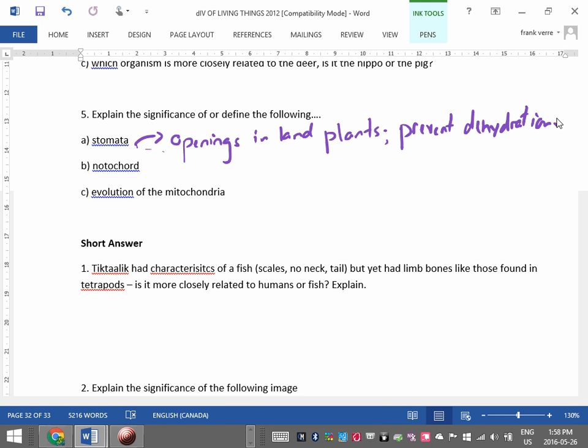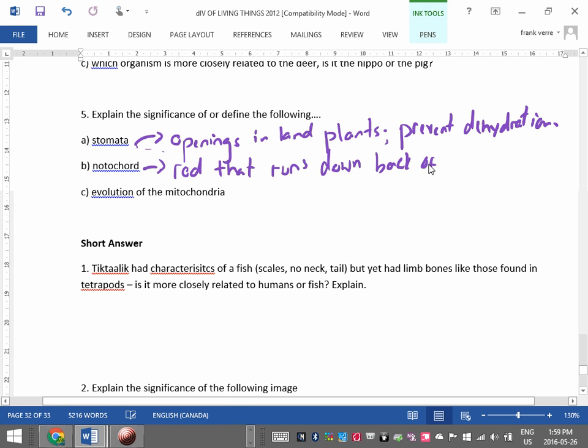What's the notochord? Yeah, it's the rod that runs down the back of what? It's not a nerve cord. It's that rod that runs down the back of what? Yeah. So it's a defining characteristic of chordates. Okay? Defining characteristic of chordates.